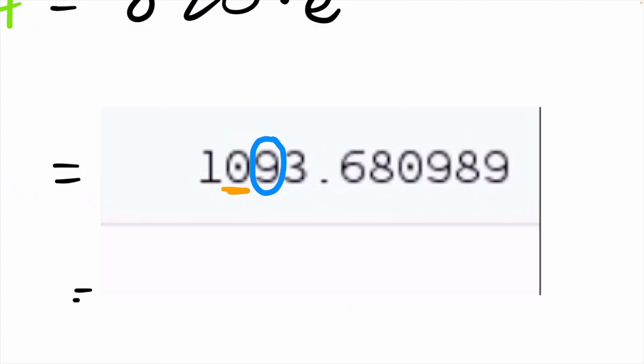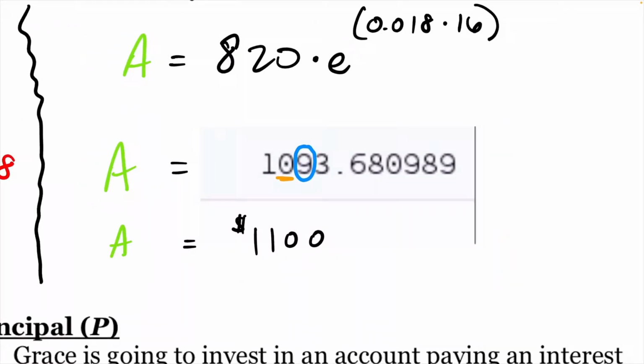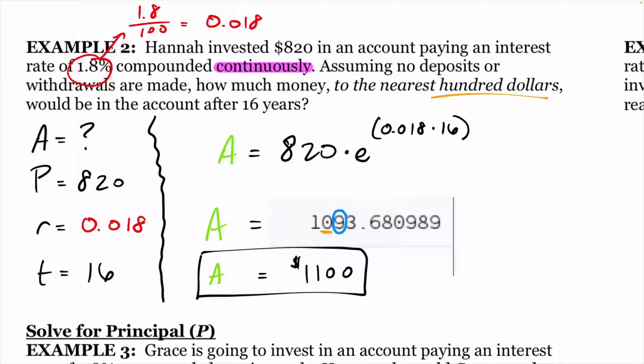So how do we write this? I have students say, how do I write it? Well, you write 1. The 0 that we said goes up becomes a 1, and then everything else is zeros. 1,100, however you want to say it. That's how much money will be in her bank account after 16 years.